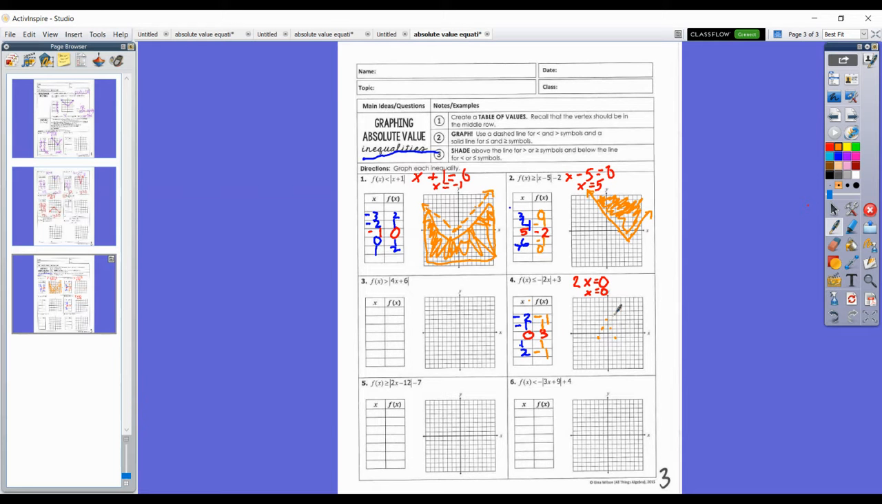So now my V is upside down. Why is it upside down? Oh yeah, because there's a negative out front. Is it solid? Yes, it is. So from this point, drawing as straight as I possibly can. From this point, drawing as straight as I possibly can.